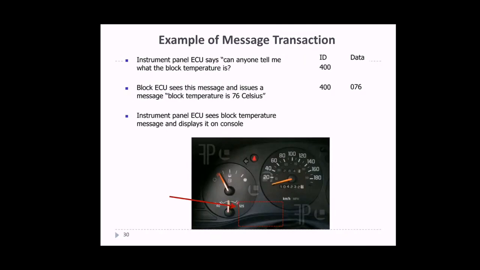You can see if the same instrument panel requests the engine RPM, then the engine will respond. For example, it will request with some 401 ID, and the data will be requested. Then the engine will send the RPM response as some 3000 or 5000, like that it will send the response. So this is how the message transaction happens between nodes on the CAN bus.